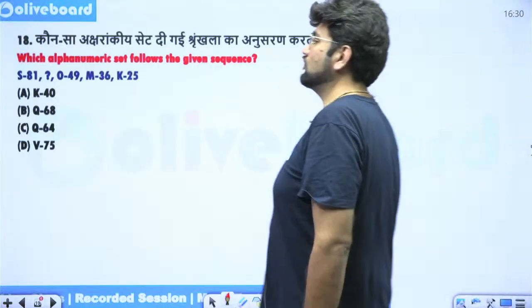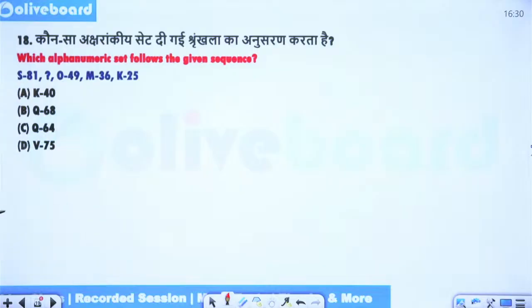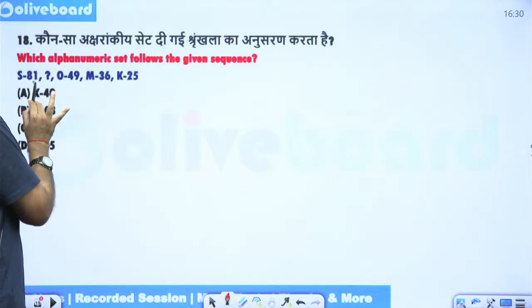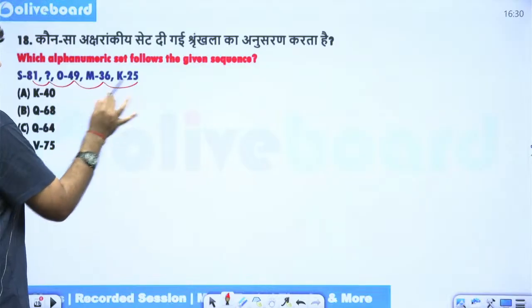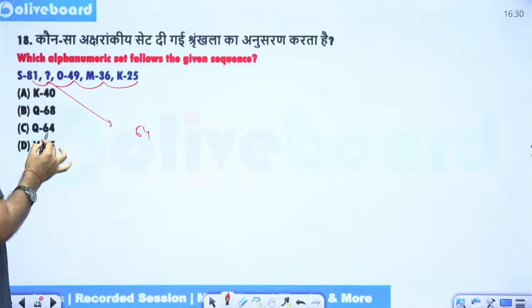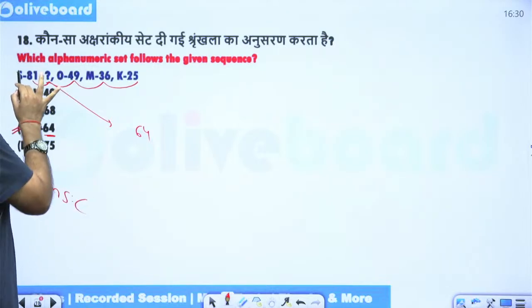Now here, a lot of you will try to relate the letter and the number. Don't do that. It's actually an alphanumeric series. Everything is different here. The letters are different, numbers are different. This is 9 square, 7 square, 6 square, 5 square. It has to be 8. Therefore, we have only one option. So what else is happening? 19 minus.